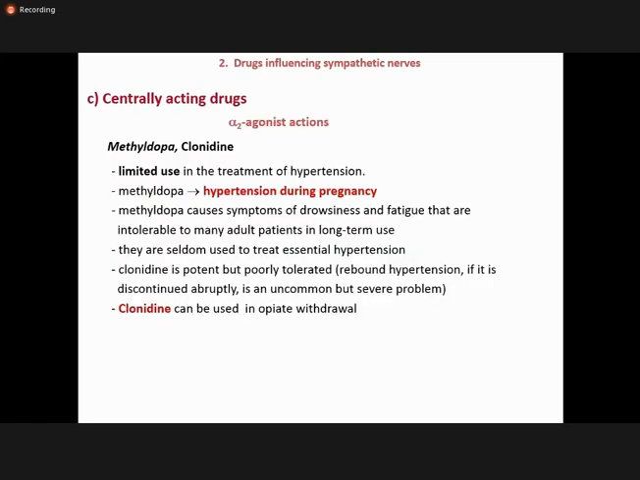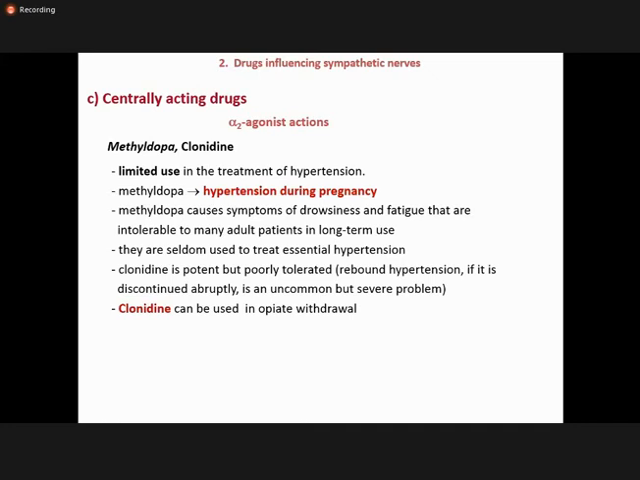Centrally acting drugs are another very important group, with alpha 2 agonist action. Two key examples are methyldopa and clonidine. They have limited use in the treatment of hypertension. We are not using them commonly, but methyldopa can be used for hypertension during pregnancy. Very important point: that means pre-existing chronic hypertension in the pregnant lady, hypertension not developed after the pregnancy, because if hypertension develops after the pregnancy, then we can label it as preeclampsia.